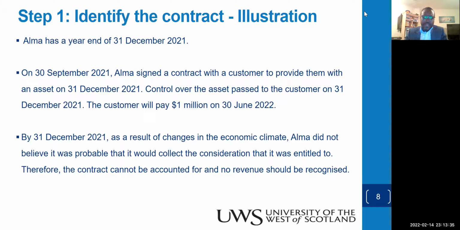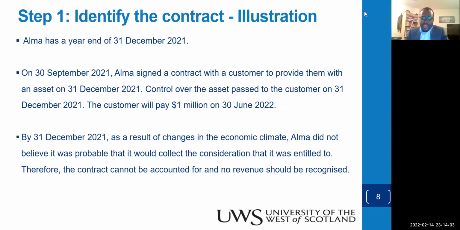Okay? On the 1st December, what do you see? We realize that as a result of change in economic climate, Alma did not believe that it was probable that it could collect the consideration that it was entitled to. COVID has struck. Things have gone haywire. They've delivered perhaps almost, or yes, they've delivered. But by the look of things, the company cannot pay that 1 million.